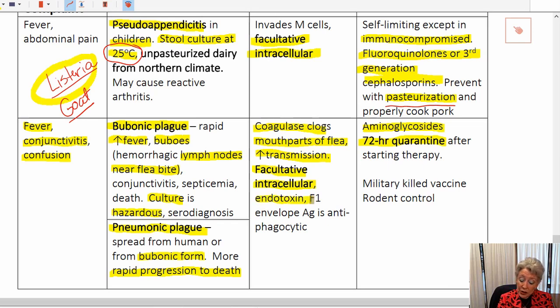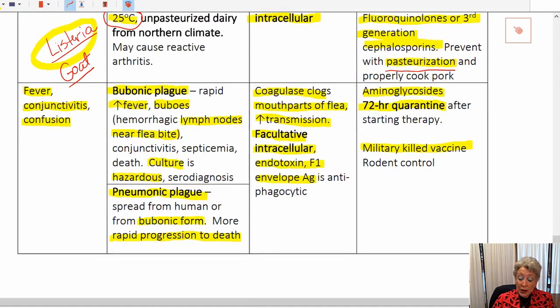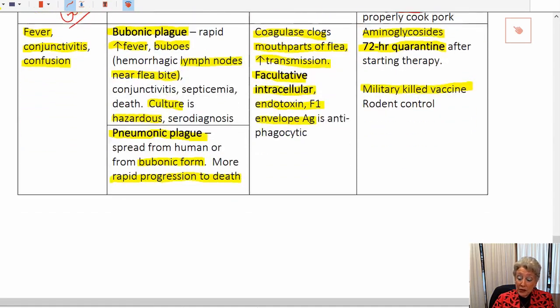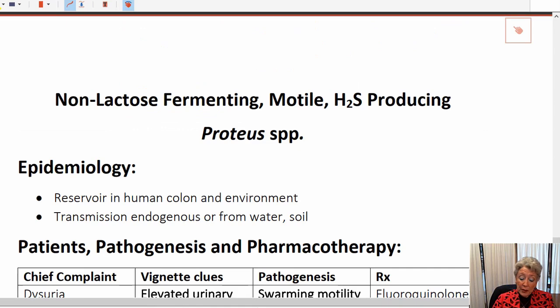Obviously, endotoxin is important in the gram-negatives. The envelope antigen protects against phagocytosis, and the military has a vaccine that they have not been asking about on the exam, but of course, as we worry about things being potential bioweapons, we need to have some sort of preparedness for that possibility.